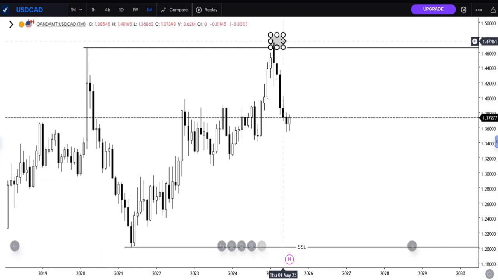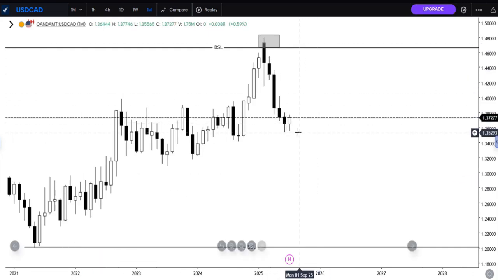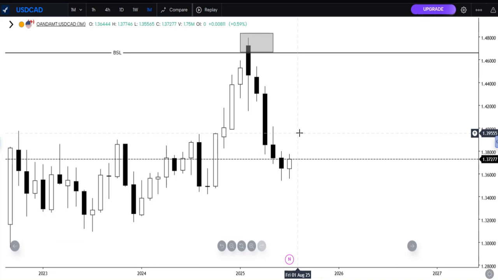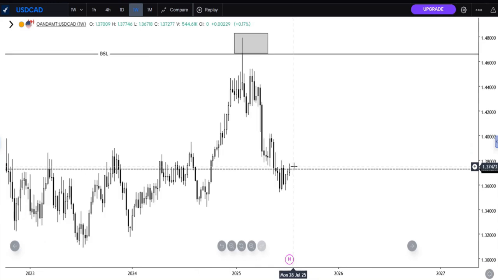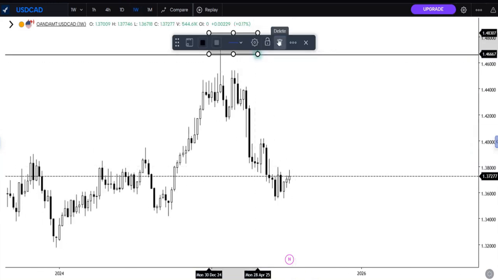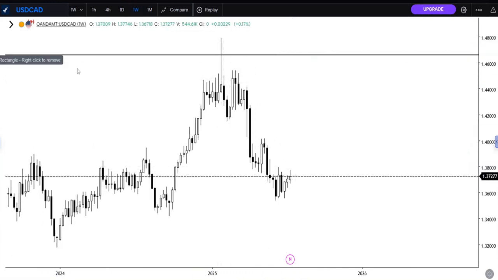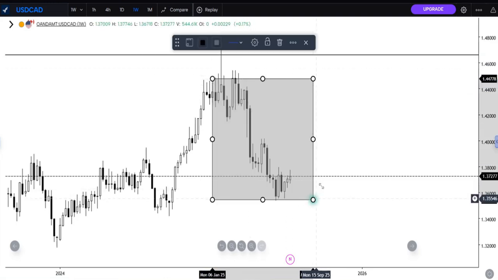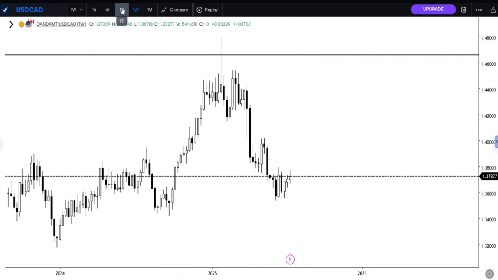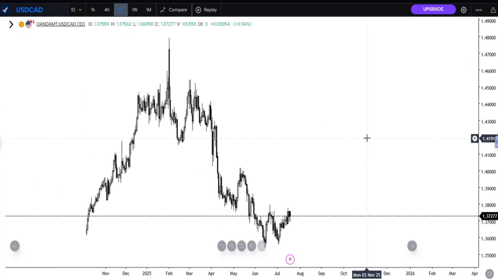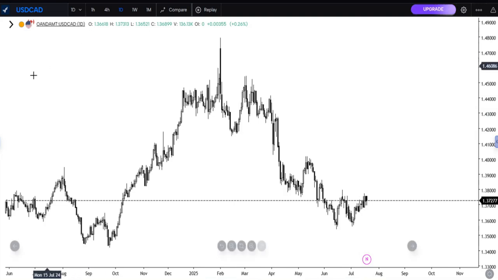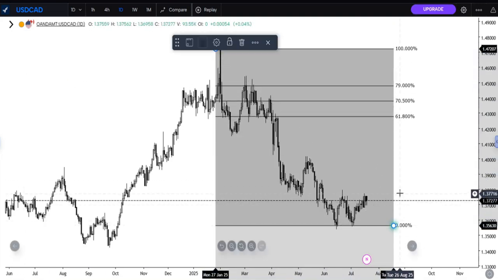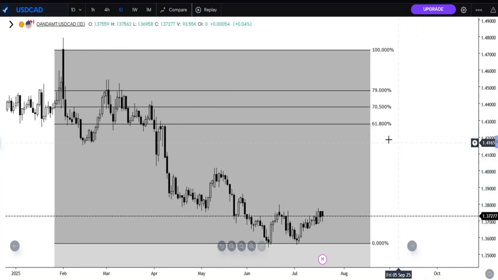These candlesticks are way too small for me to actually find. So I'm just gonna use from this point up here to this point down here as my points of reference. So let's move to the daily. Mark the highest and the lowest points. Highest point is up here, lowest point is down here.